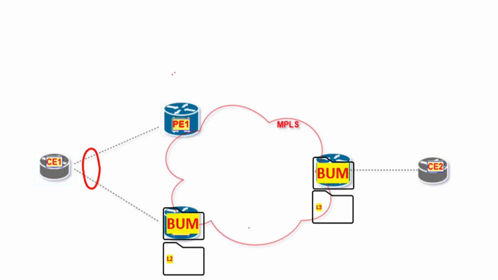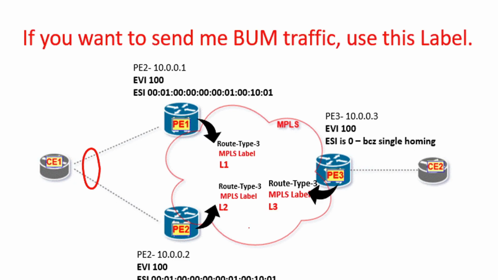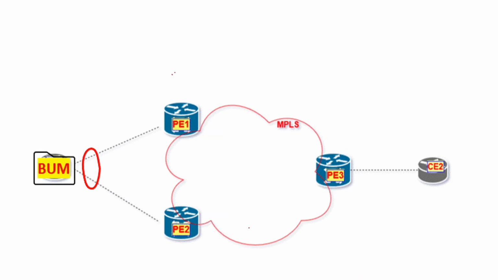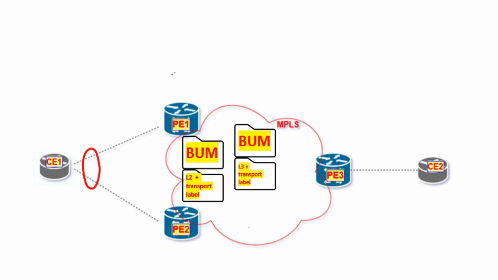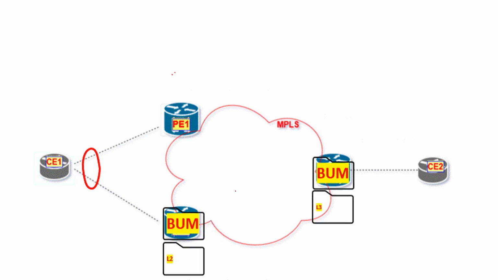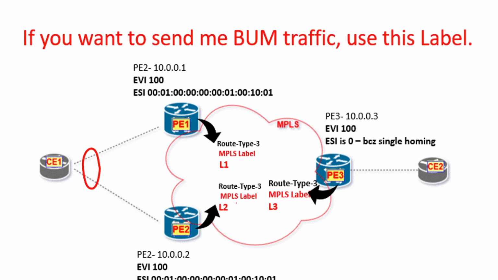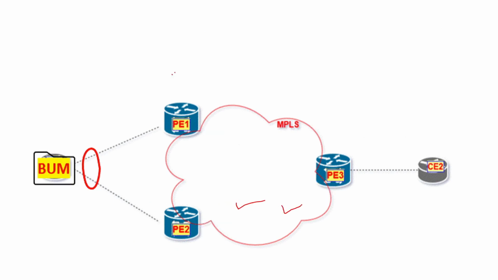We discussed earlier that we use type 3 here as well, that is for the inclusive multicast. So whenever you receive any BUM frame, the PE routers will attach the multicast label and then the transport label and will send it towards that particular remote PE router from where he learned that multicast label. In this scenario, let us say that PE1 is sending the L1 multicast label in the network, PE2 is sending the L2 multicast label, and PE3 is sending the L3 label.